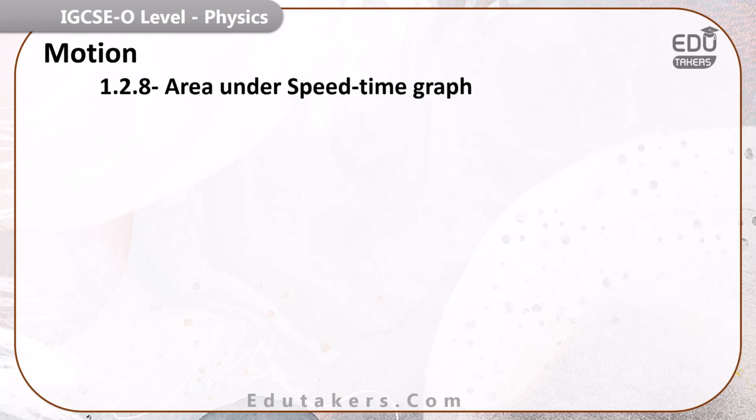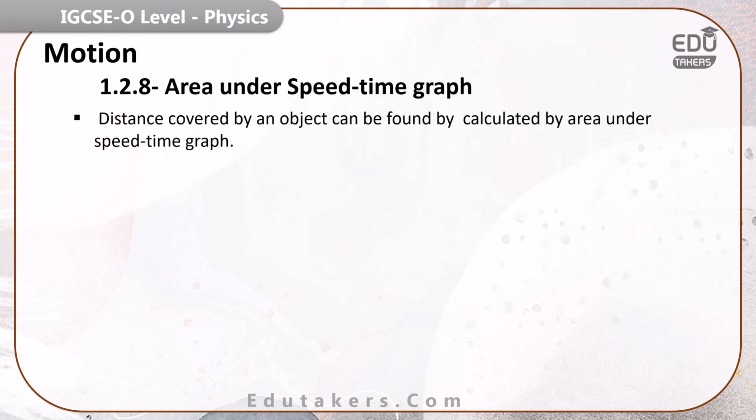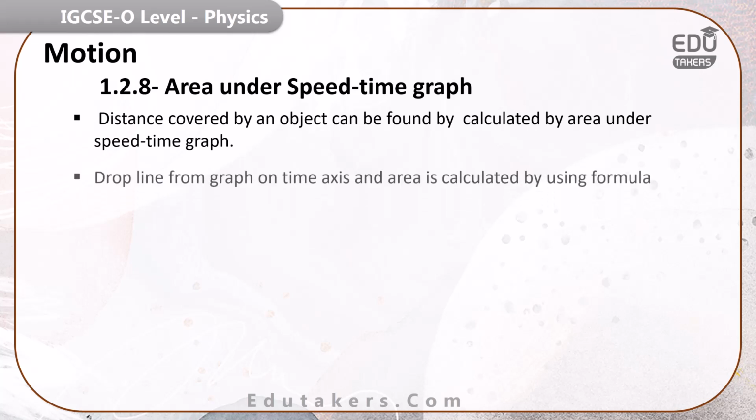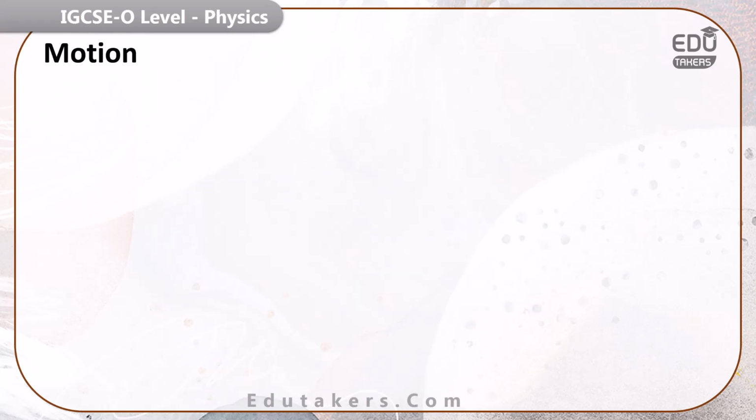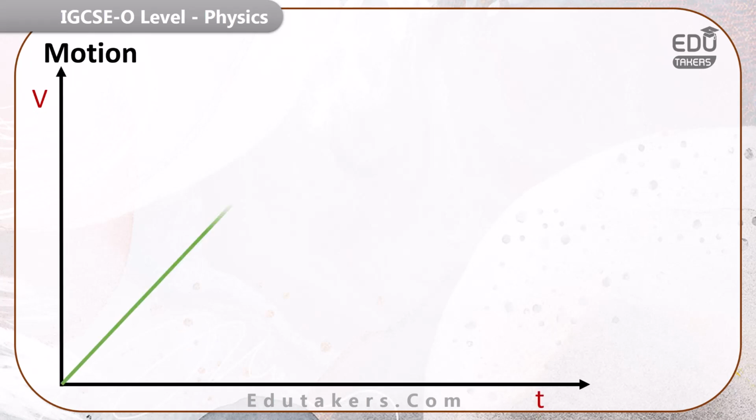Next, we are going to find out the area under the speed time graph. How can you find the area under a speed time graph? For that, see the graph which is given here. It's a speed time graph.